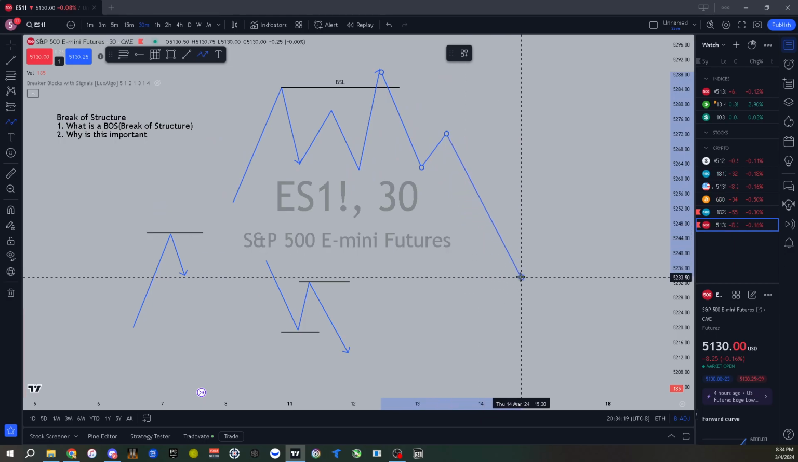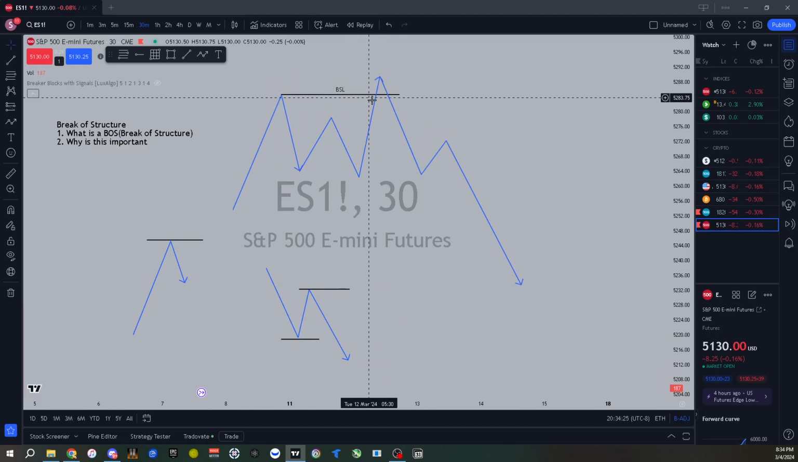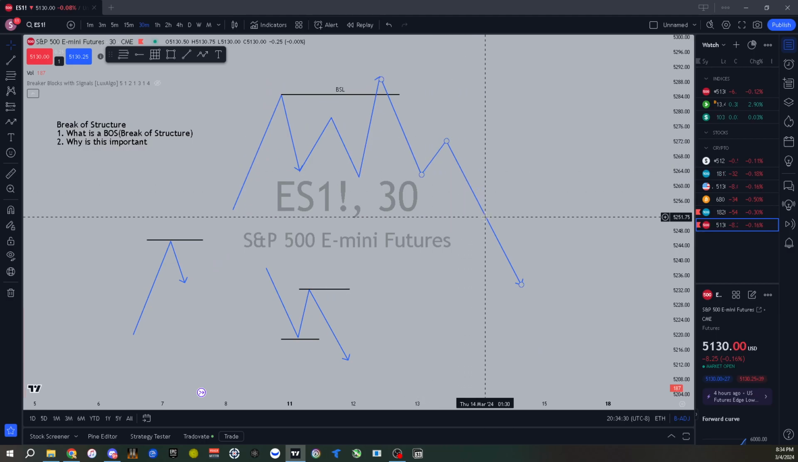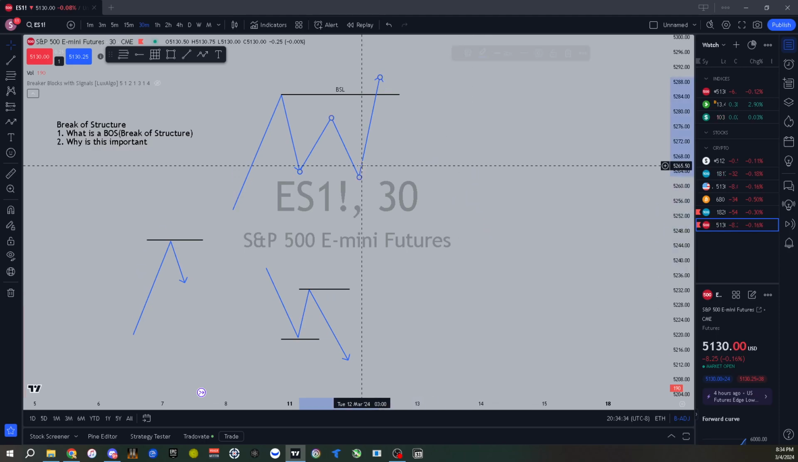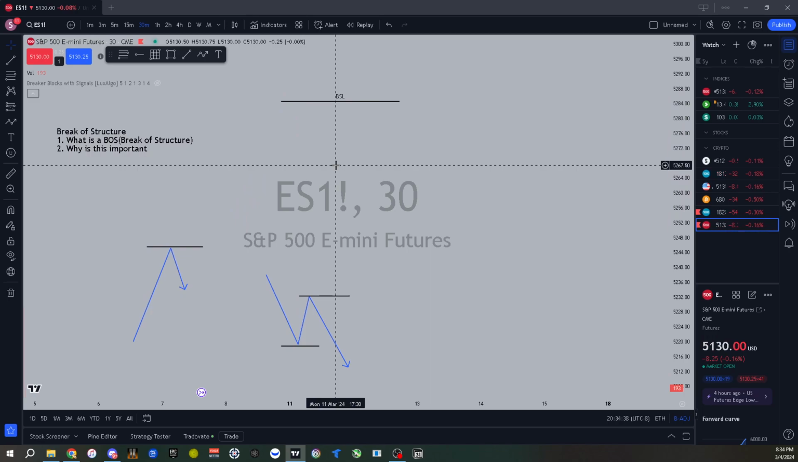right? Something like that. This is a pretty simple model, right? We swept this high. This is considered a liquidity sweep. We swept buy side, and now we sell off. That is a liquidity sweep. Now, here's where it gets a little bit confusing. What is the difference between a liquidity sweep and a break of structure?